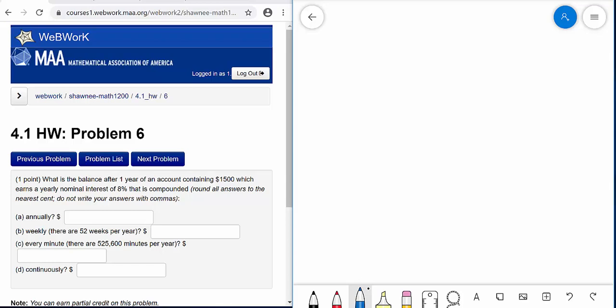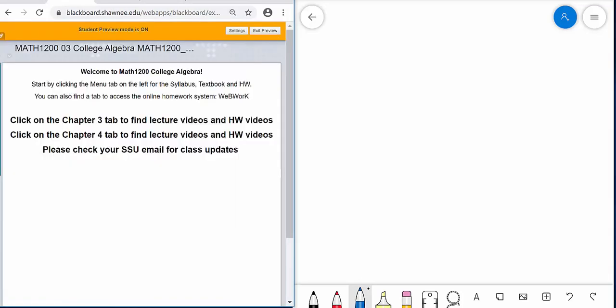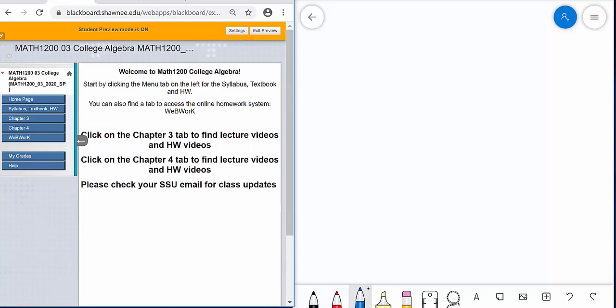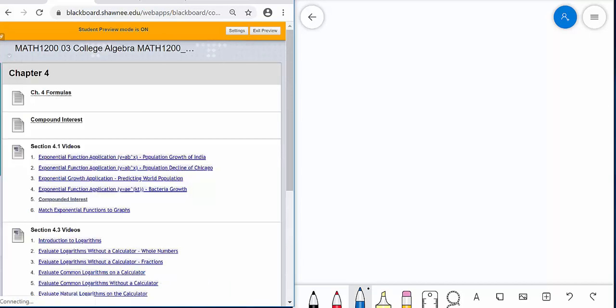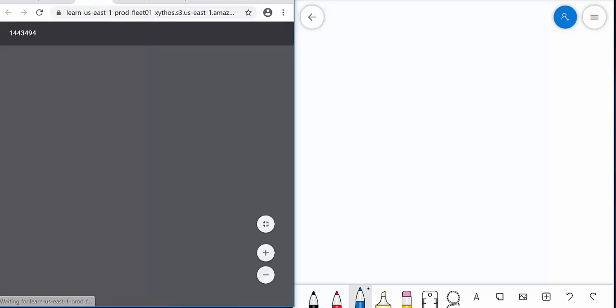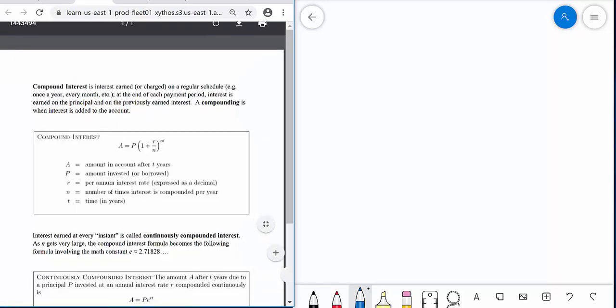So for this compound interest problem, there's actually a nice formula for calculating compound interest, and I'm going to pull up the class Blackboard page. When you look at the class Blackboard page on the Chapter 4 tab, I have a link to the formulas that will be needed for Chapter 4, but also, on the second link, is a worksheet for compound interest. So if you click on that, you can see the formulas that we're going to use for calculating compound interest.